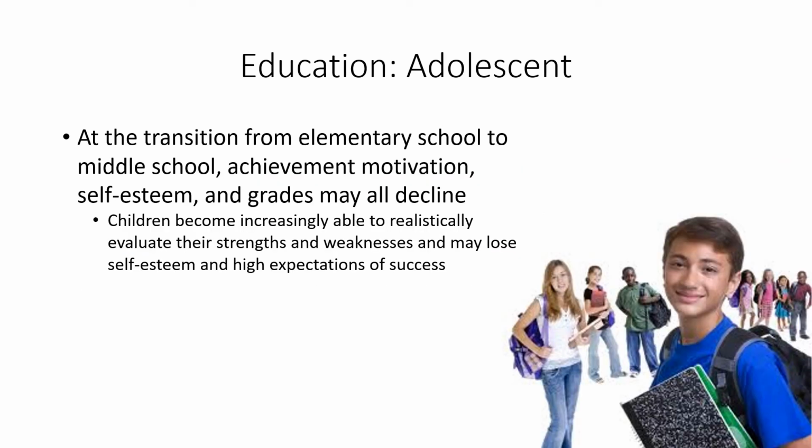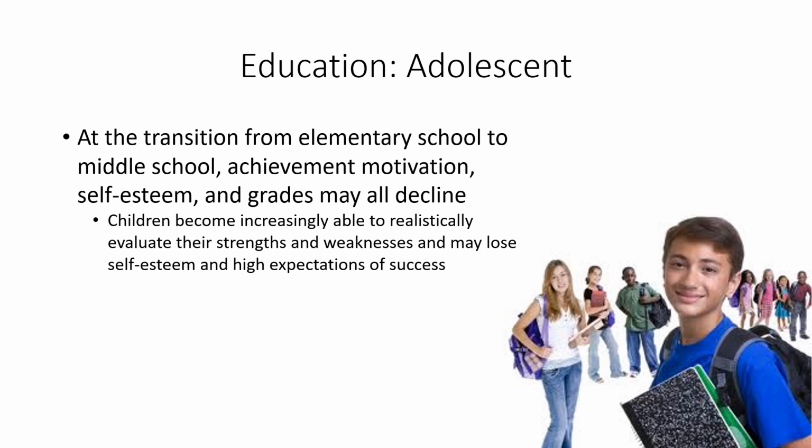Let's move on to adolescence then. So at adolescence, the transition from elementary school to middle school, achievement, motivation, self-esteem, and grades all tend to decline in many children because of a few things. One, they're going through puberty, so their social interactions become more important. But also maybe they become more realistically able to evaluate their strengths and weaknesses and lose self-esteem and high expectations of success as a result.